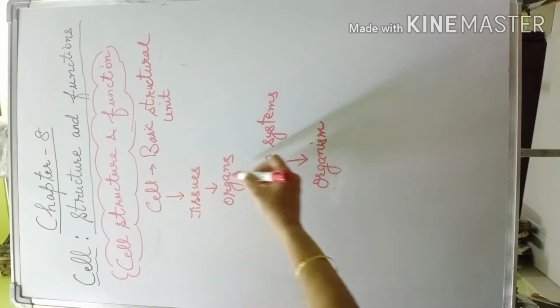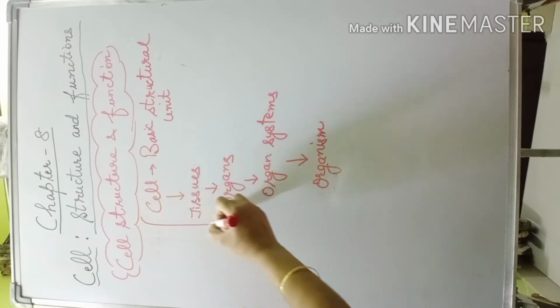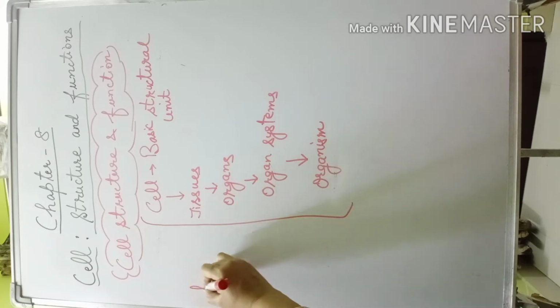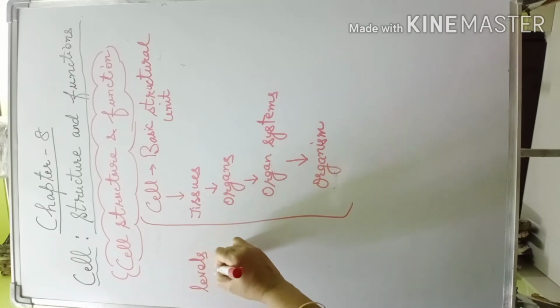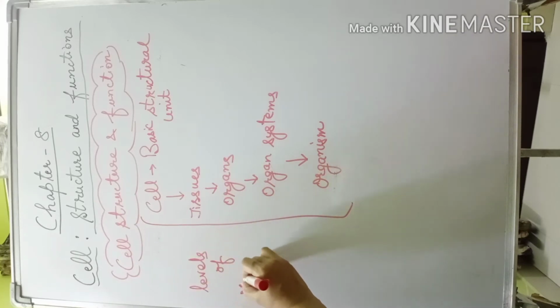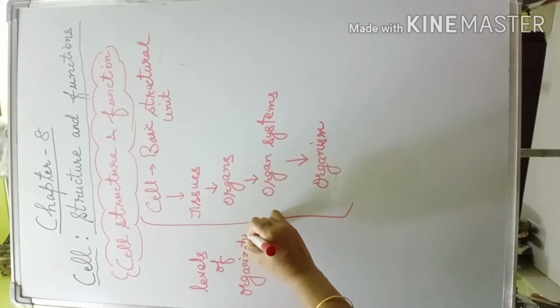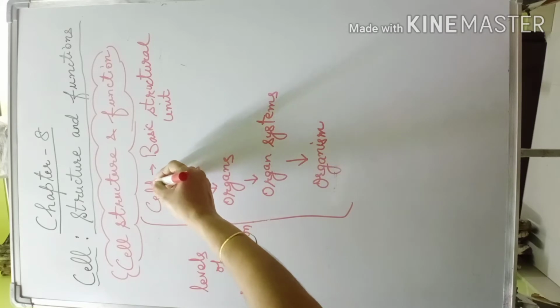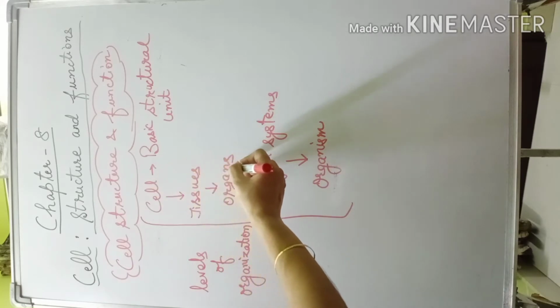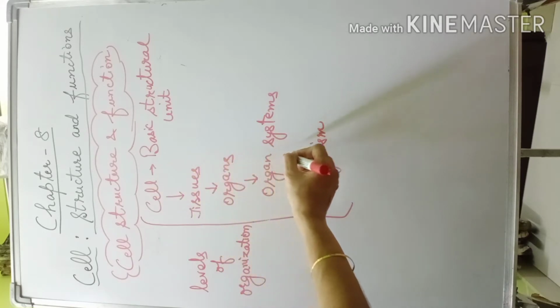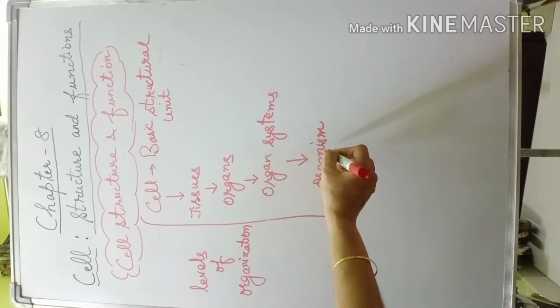So all these are known as levels of organization. So cell, then tissue, then organ system, and then organism.